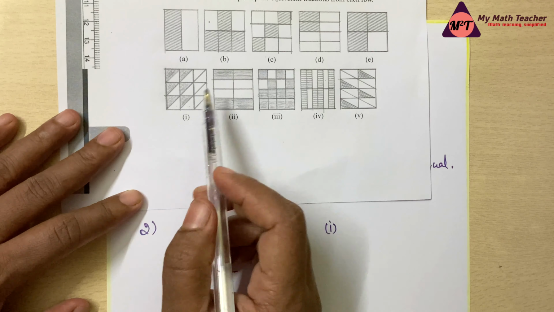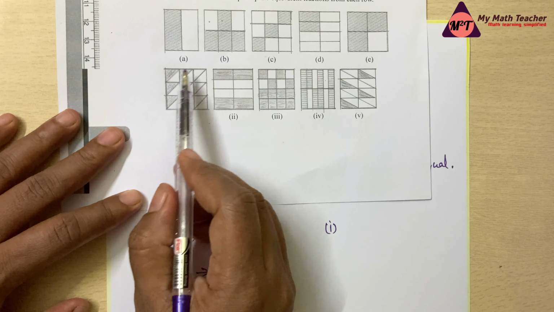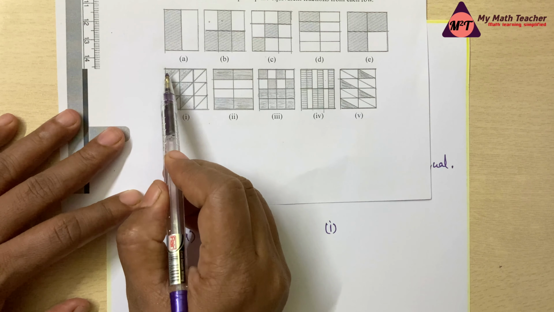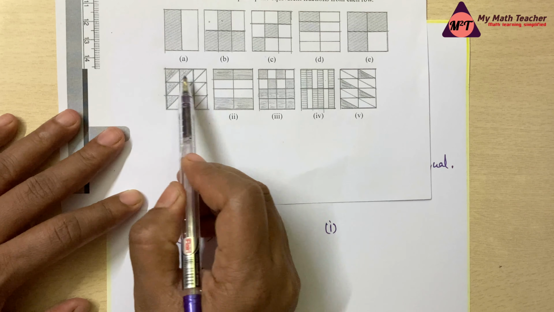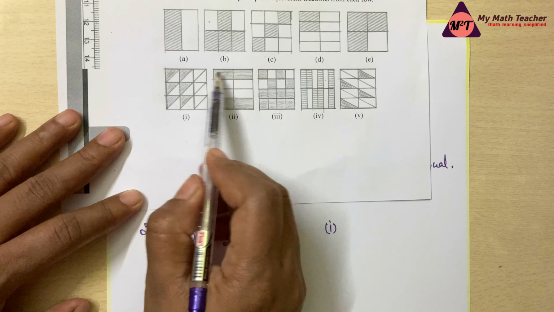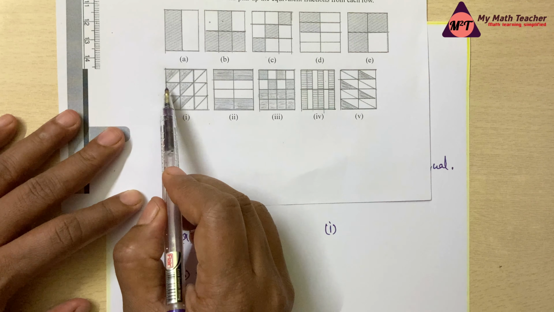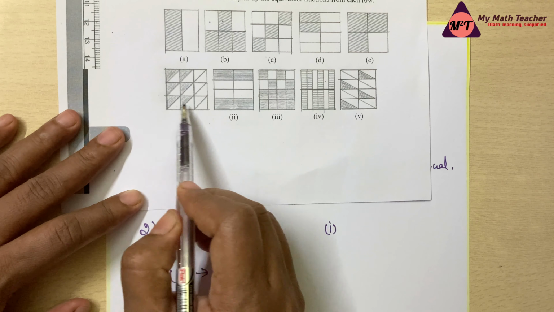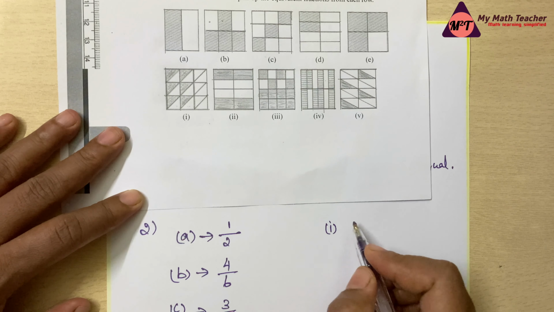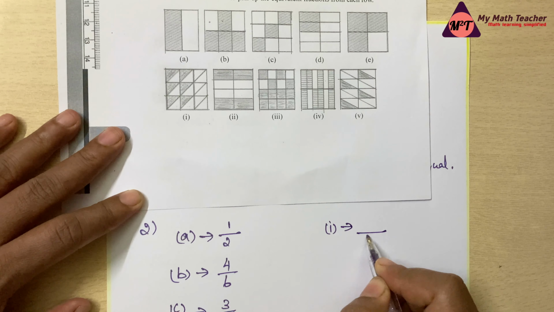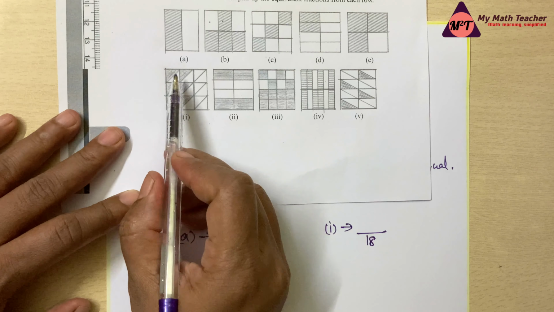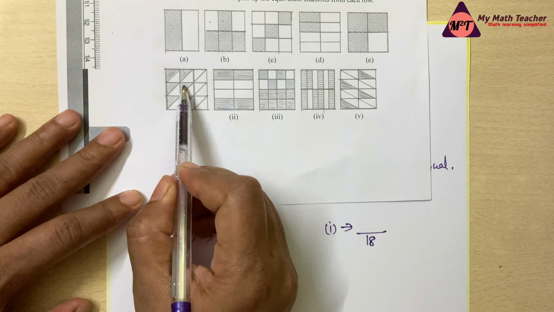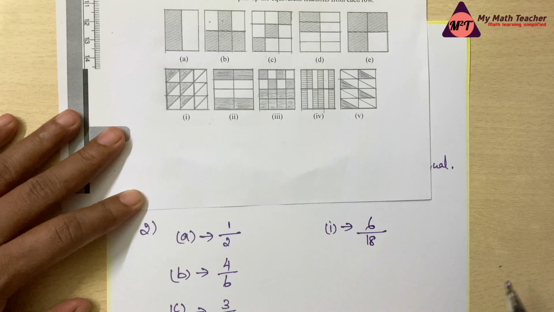Okay. Now, the total number of parts in the first diagram we can count like this: 1, 2, 3, 4, 5, 6. So 6 in the first row. So it will be 6 plus 6, that is 12, and 6 it is 18. Total number of equivalent parts are 18, out of which shaded are 1, 2, 3, 4, 5, 6. Okay, it is 6 here.